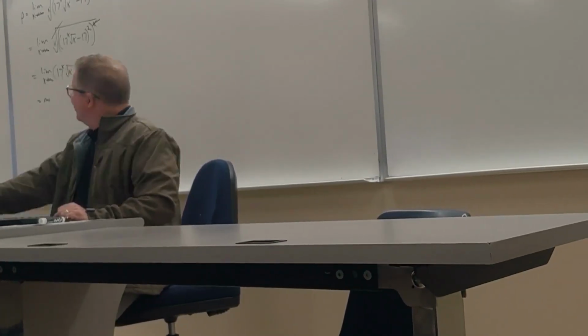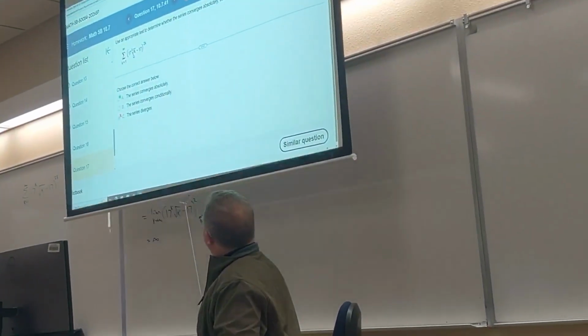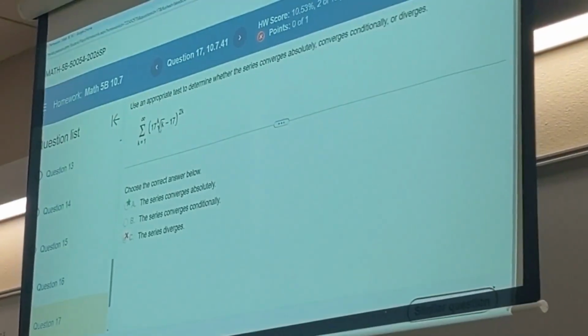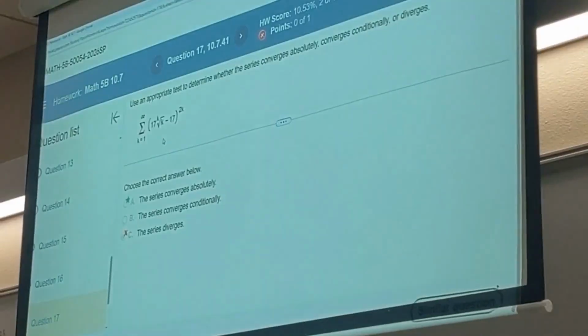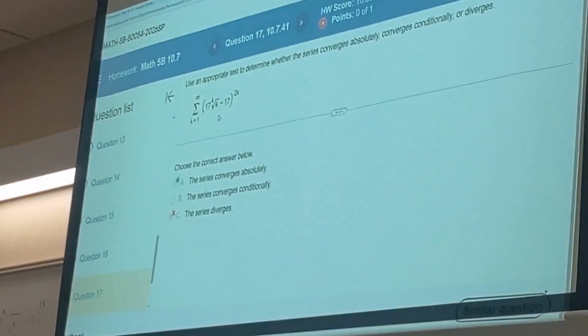Diverges absolutely. All right. Is that k the kth root of k, or is that 17 to the k? You see what I'm asking? Is that 17 raised to the k power, or is that the kth root of k? Good question. I treated it as if it was 17 to the k power, but it might be the kth root of k.